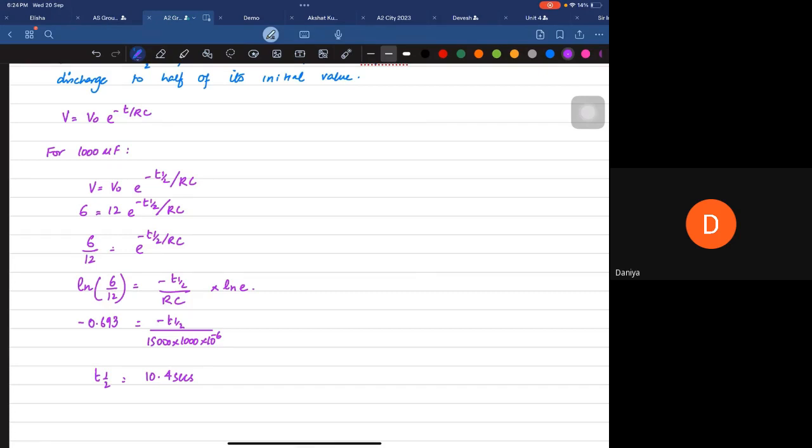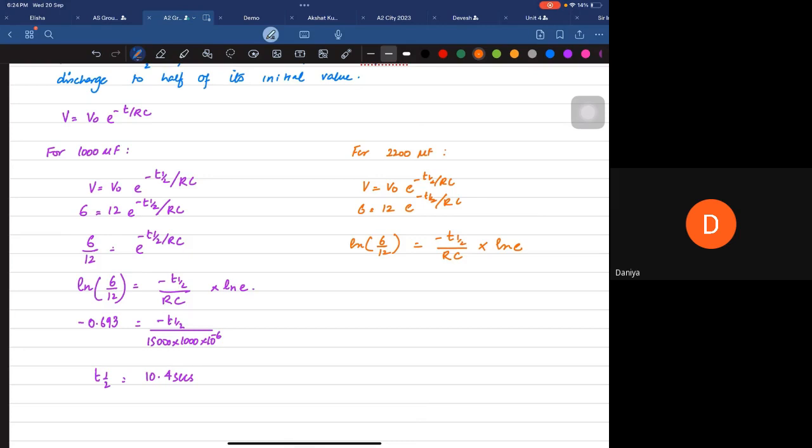Good. Then for the other one, I'm going to use another color. For 2200 microfarad, let's do the same thing. V equals V naught e to the minus T half over RC. This will be 6, this will be 12, this will be T half and RC. This will be ln 6 over 12 and this will be minus T half over RC. I'm skipping some steps, but I hope you guys understand. If you get confused at any point in this, do let me know, okay?